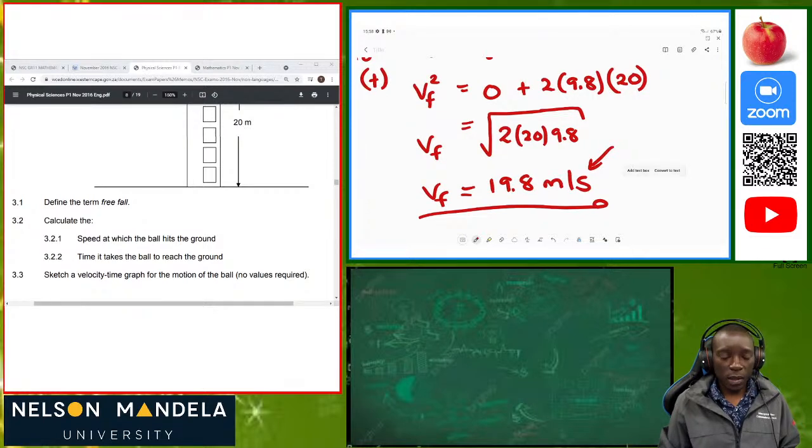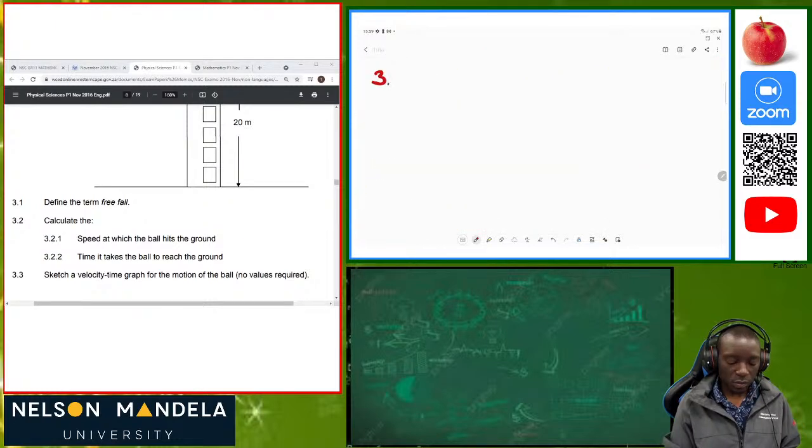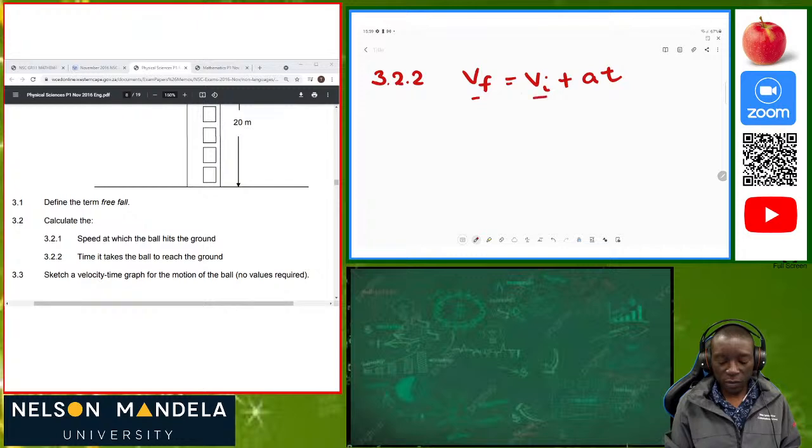Then the next part, 3.2.2. The time it takes the ball to reach the ground. So now we want time. So you recall also this equation, Vf equals Vi plus at, right? So we have Vf now, we have Vi, we have a. We can find t. So t equals Vf minus Vi, final velocity minus initial velocity, over the acceleration due to gravity.